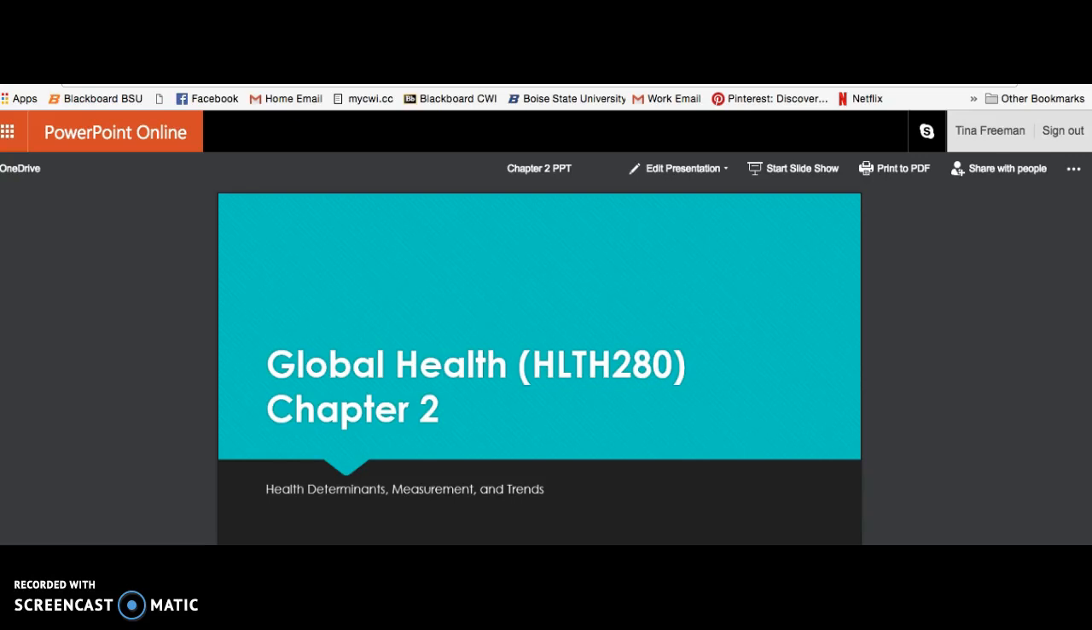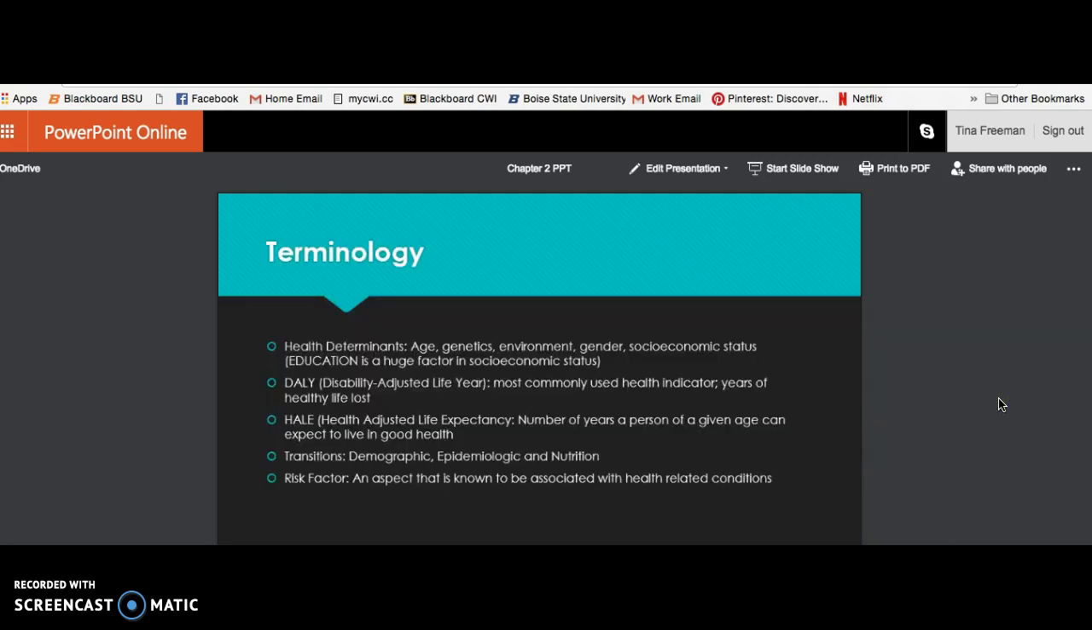Welcome to week 2, chapter 2, where we are going to be discussing health determinants, measurement, and trends. I always try to start off with a little bit of terminology that we may come across in our reading. First one is obviously health determinants, and for some reason, every time I see that, I always want to say health detriments. Sadly enough, I think that detriments could actually be substituted in many ways.